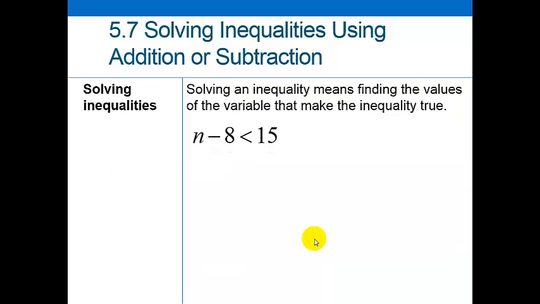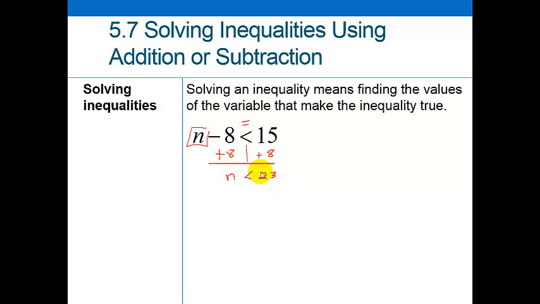So we have to do something with our inequalities. The first thing we're going to do is solve them. You could pretend that instead of an inequality right here, that was an equal sign, if that helps you to get started. So n minus 8 less than 15. I need to get the variable all by itself. It's a minus 8, so I'm going to add 8 to both sides. So n has to be less than 15 plus 8. That's going to be 23.